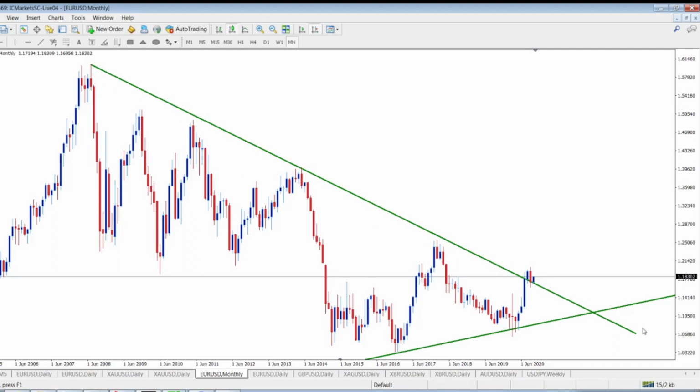So this line drawn shows the price has been broken. This is monthly chart EURUSD. The price reversed back to this resistance line, which actually is considered as a support line. And it seems that on monthly chart, the market is going to rise.